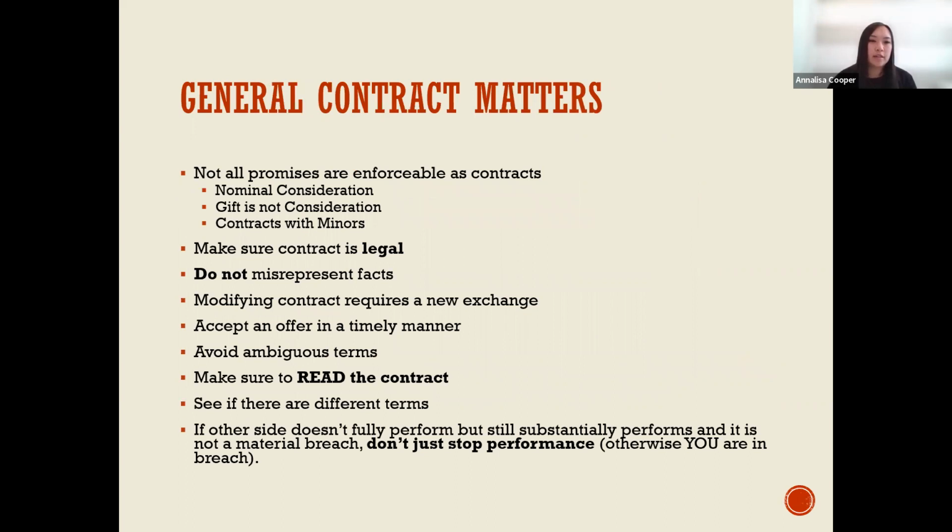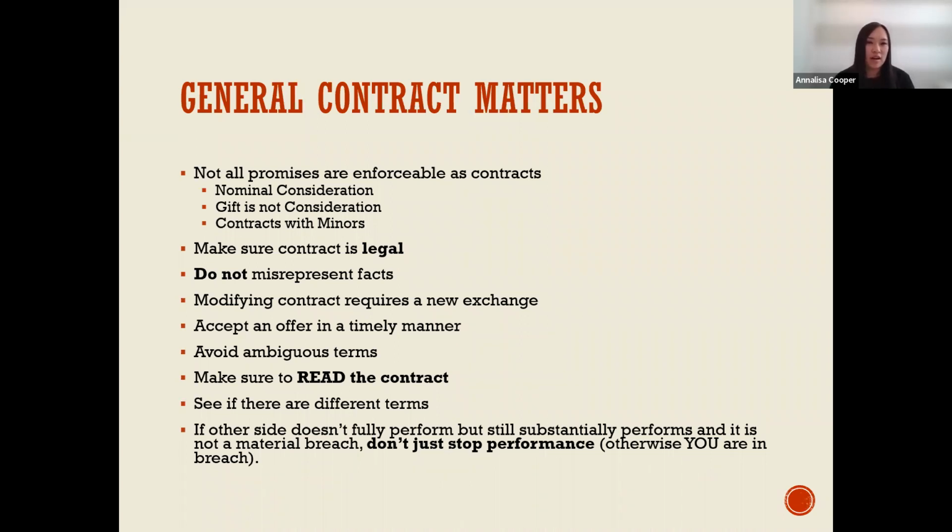General contract matters. In short, a contract generally needs three broad categories to be fulfilled to make an enforceable contract. The first is an offer, the second is acceptance of that offer, and the third is consideration. And consideration is a bargained-for legal exchange. So you need to be exchanging X for Y.